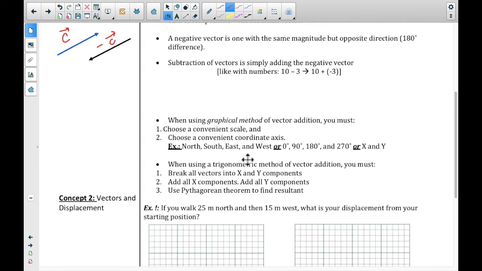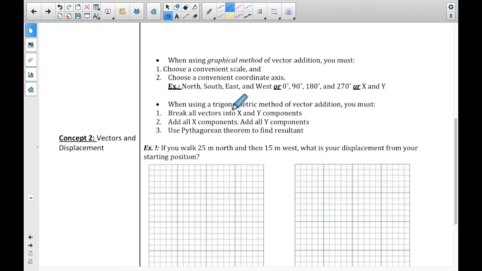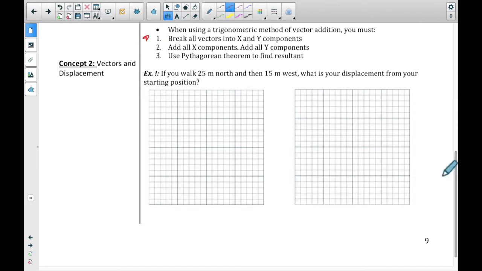And then typically when we do this, we're going to rely on our trigonometry, because I'm going to go back up here to my diagrams. You can see we've got some triangles, we've got some angles, we might use some trig to find out some of those missing pieces. And so we might use the trigonometric method. And to do that, we have to break our vectors into x and y components. This is going to be big for us. We're going to be doing this a lot. Add all the x components and add all the y components, and then use the Pythagorean theorem to find the result. Okay, so let's do some of these examples.